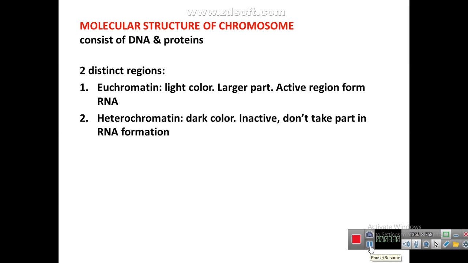Molecular structure of the chromosome: it consists of DNA and protein. There are two distinct regions of the chromosome: euchromatin and heterochromatin. Euchromatin is of light color, it is the larger part, and it is active, helping in the formation of RNA. Heterochromatin is of dark color, it is inactive, and it does not take part in the formation of RNA.